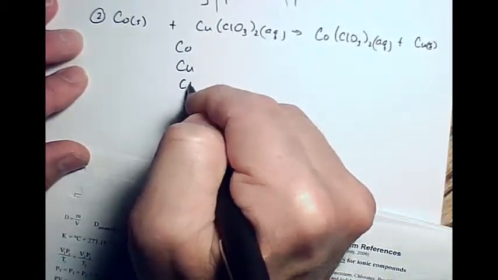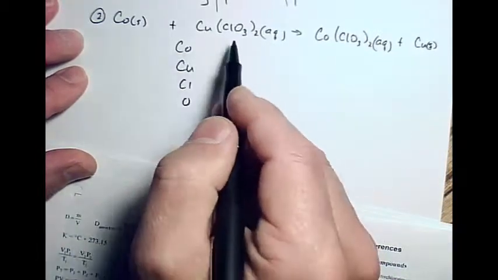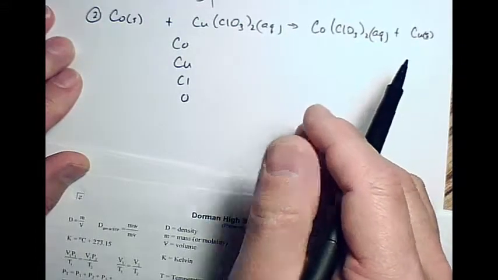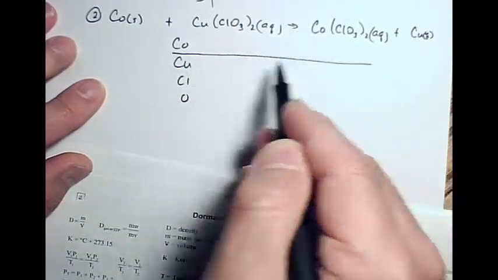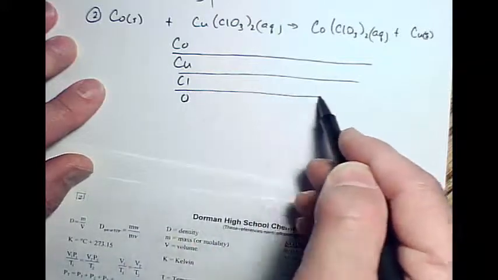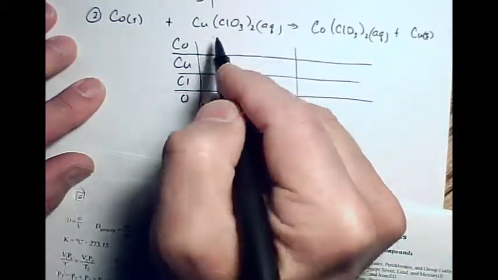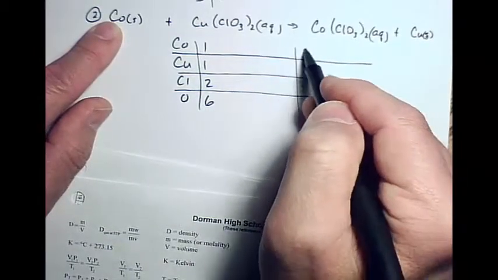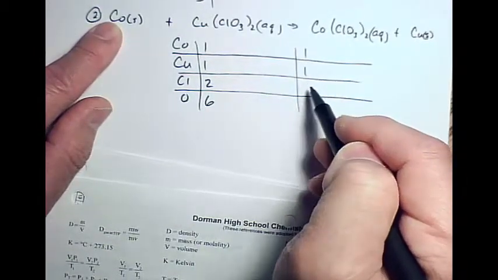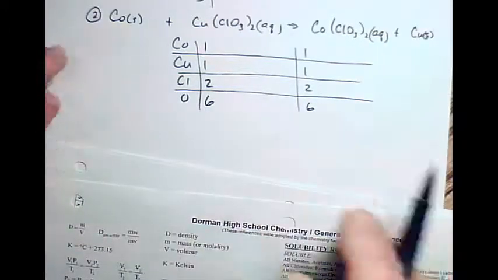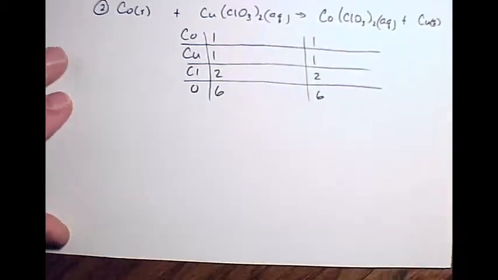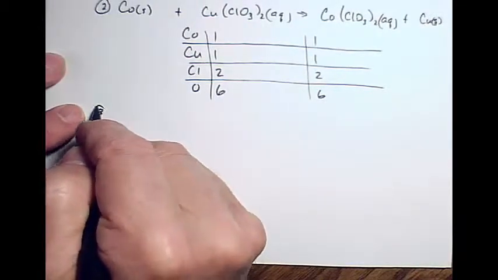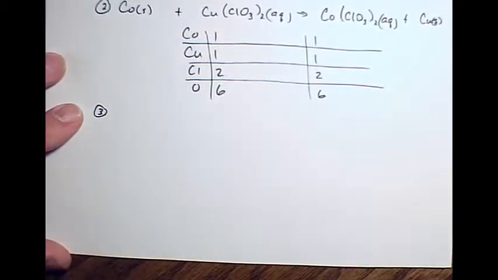Why would you have Cl3? Why would you have it? Polyatomic ions stay together. Okay? They tend to stay together. They don't always do that, but most of the time in this class they will always stay together. So I got 1 cobalt, 1 copper, 2 chlorine, 6 oxygens, 1 cobalt, 1 copper, 2 chlorines, and 6 oxygens. That one's balanced. Okay? Is it always supposed to be balanced? Nope. It isn't always supposed to be balanced. That's why we're checking it, to make sure.